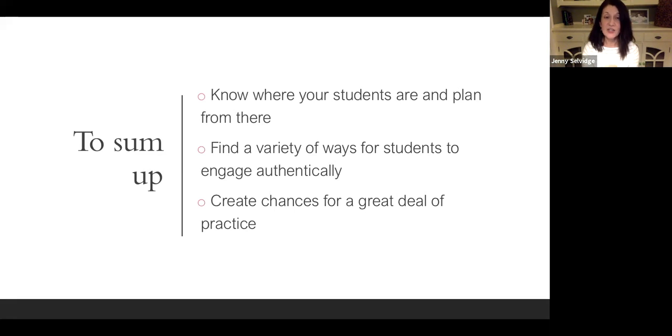And then create chances for a lot of practice. They need the practice, and I know it's difficult if you don't have a lot of time, but try your best to create those chances for a lot of practice.